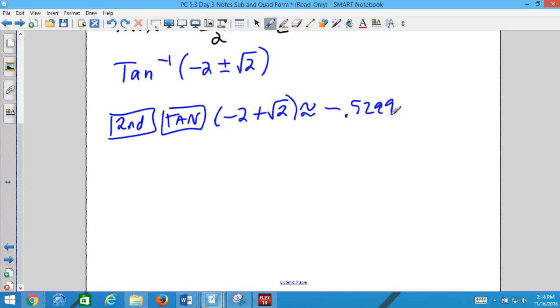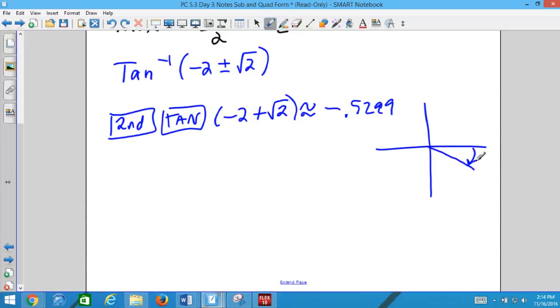Where is radians? Where is this located? Sorry, I meant to say that earlier. Thank you for reminding me. You have to be in radians because we're doing radians. Okay, where is this located on the unit circle? Negative angle about here-ish.